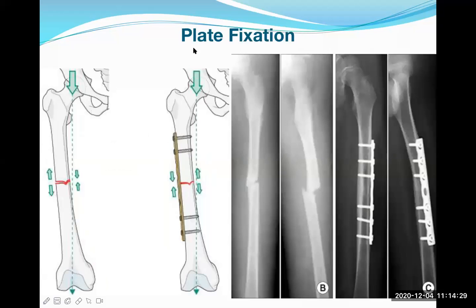What is another way? Plate fixation. So there is a fracture, you can clearly see here, and this is how the plate is fixed on the surface with the screws. Plate with the screws, and this is the real X-ray, and this is how it looks after plate and screws. So this is another way of open reduction and internal fixation.